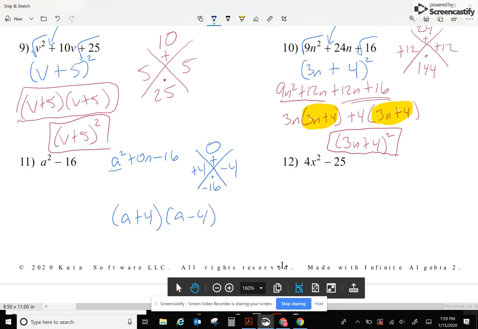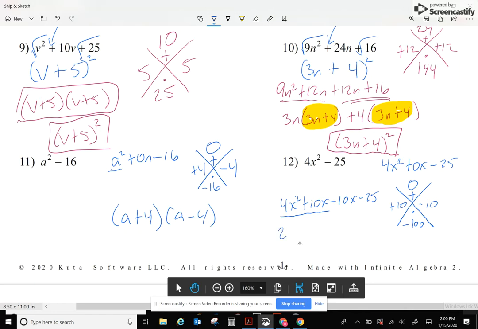Same thing with question number 12. I could just say 4x squared plus 0x minus 25. I'm adding a middle term just so I have three terms. I'm looking for two numbers that multiplied equals negative 100, but when I add them, it's equal to 0. So it's going to be 10 and negative 10. I can split this as 4x squared plus 10x minus 10x minus 25.